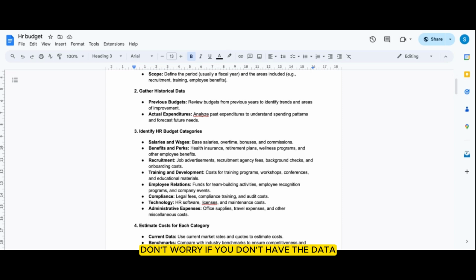Don't worry if you don't have the data, then also you can start from fresh. It's not always required because we say that the budgeting is of two types, incremental and zero based. Incremental means if you have the previous data, from that we see what is the inflation and we do the budgeting. And if you don't have data, that's zero based budgeting, means you will start from scratch.